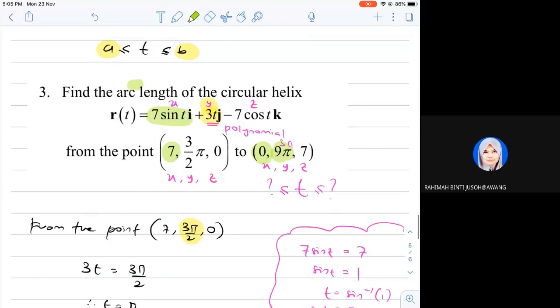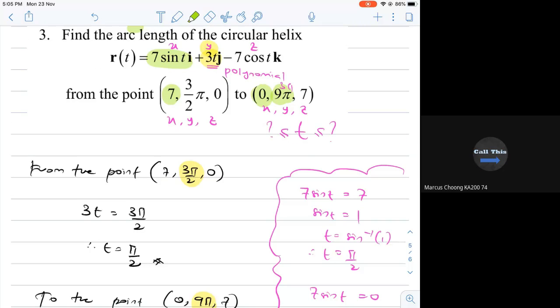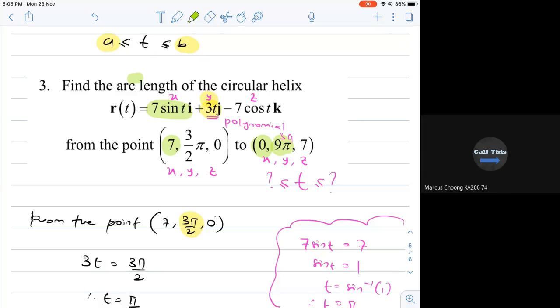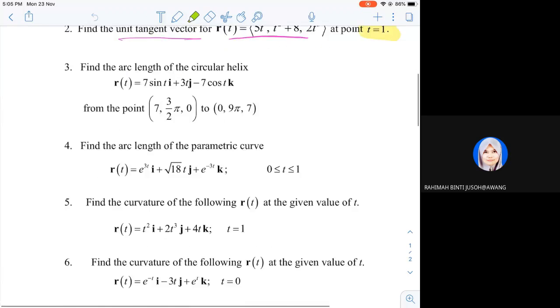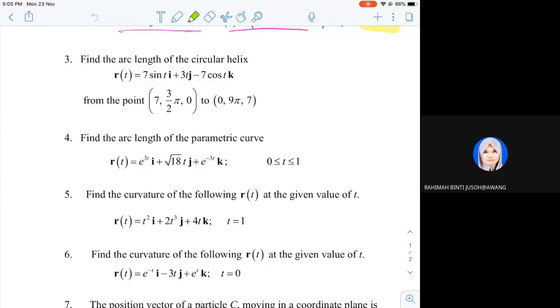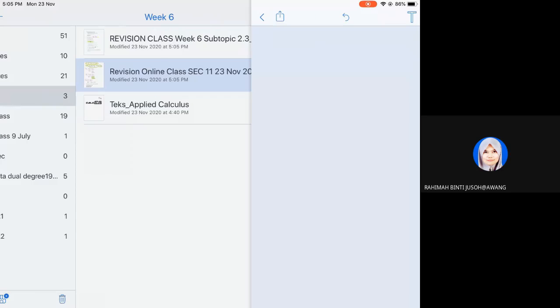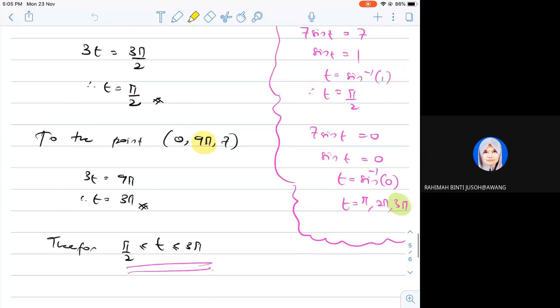Okay, good. Doctor, I have a question. For the arc length, does it only apply to the circular helix? Not necessarily. For example, this question is not a circular helix, but we can still find the arc length. Still the question says find the arc length. In this case we have this formula, so that's why it becomes a circular helix. Good question by the way.